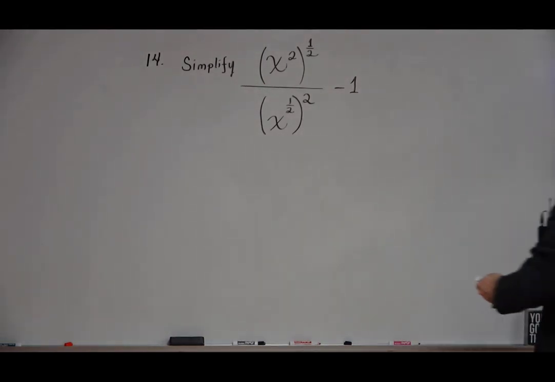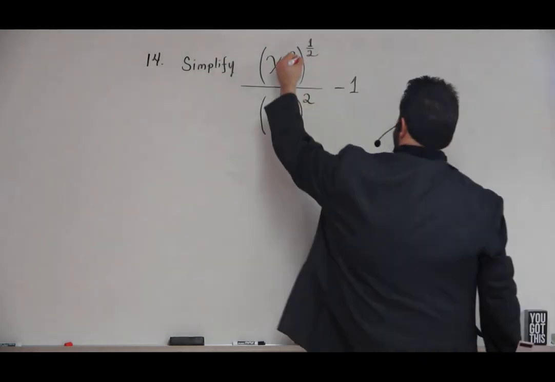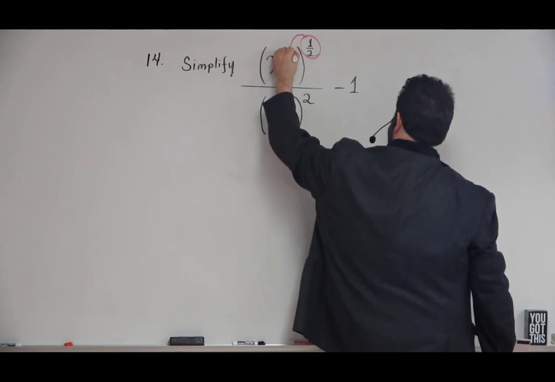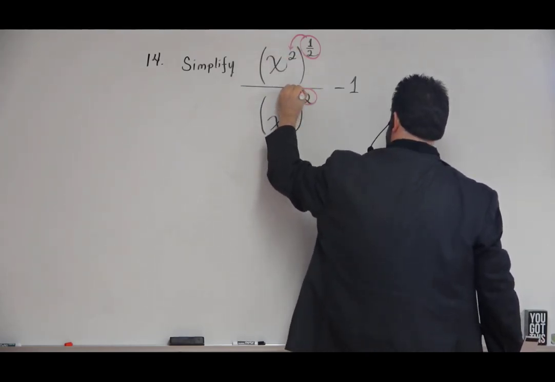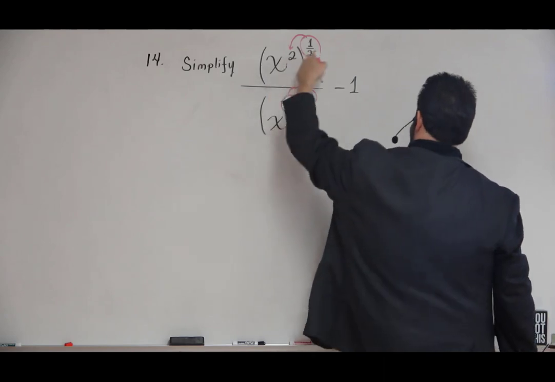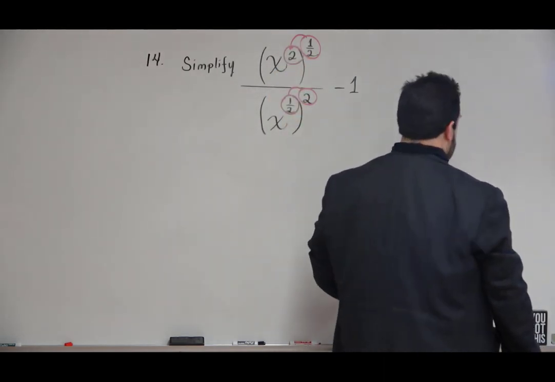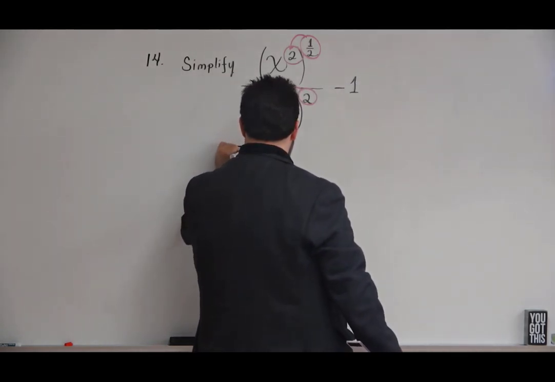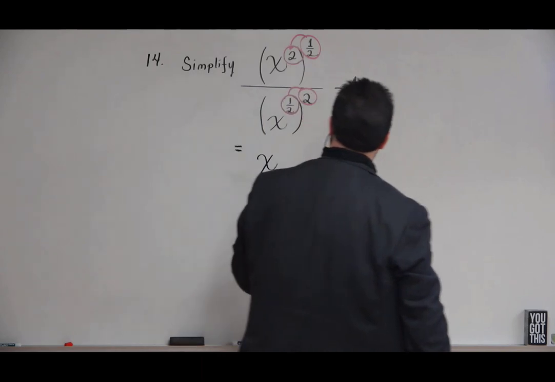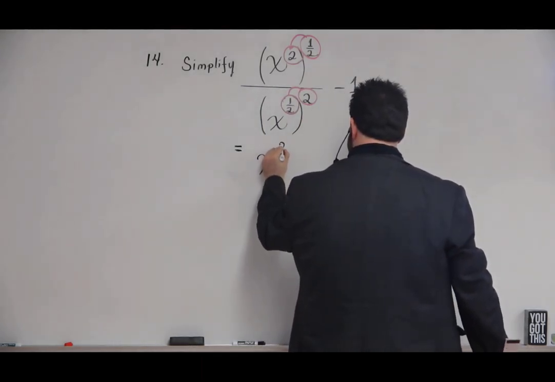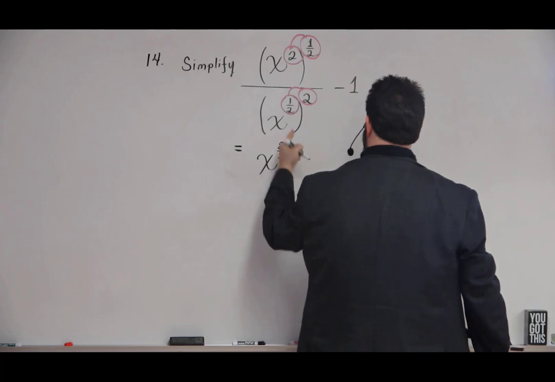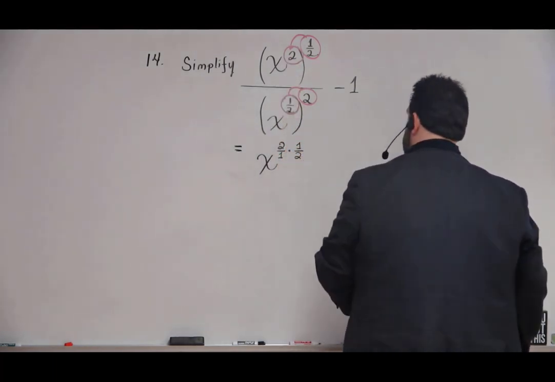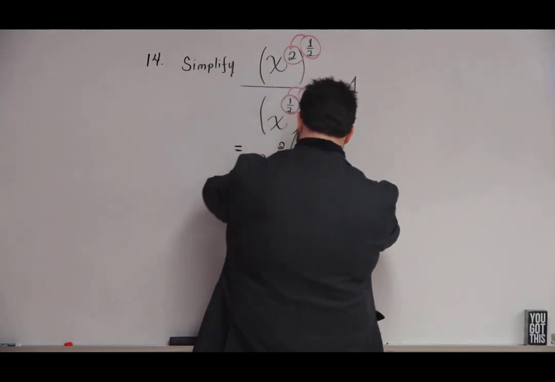Okay, no problem. All I need to do is multiply the outer exponent by the inner exponent. This is just the power rule, okay? So we're just going to multiply these things. Well, let's write equals x raised to the power of 2 over 1. I've just written 2 as 2 over 1 times 1 over 2. Okay. Then I'll draw that fraction bar.